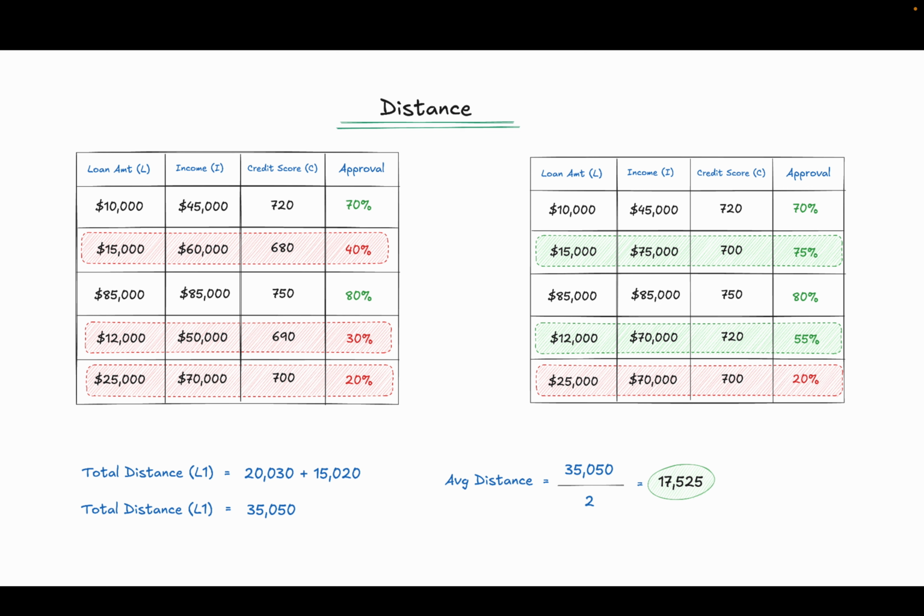So in a more real world scenario, it's very important to scale the features, because without scaling, features like income or loan amount could really dominate the distance calculation. So once features are scaled, then we can sum up these distances across all the instances to get the total, and normally do the average calculation by taking the total and dividing it by the number of instances.